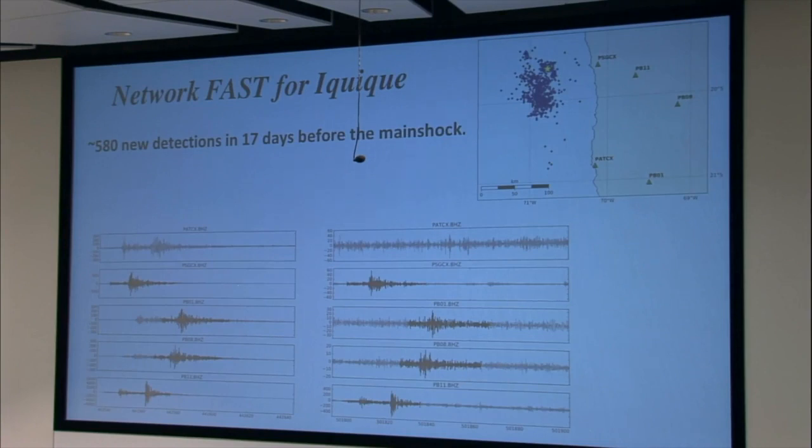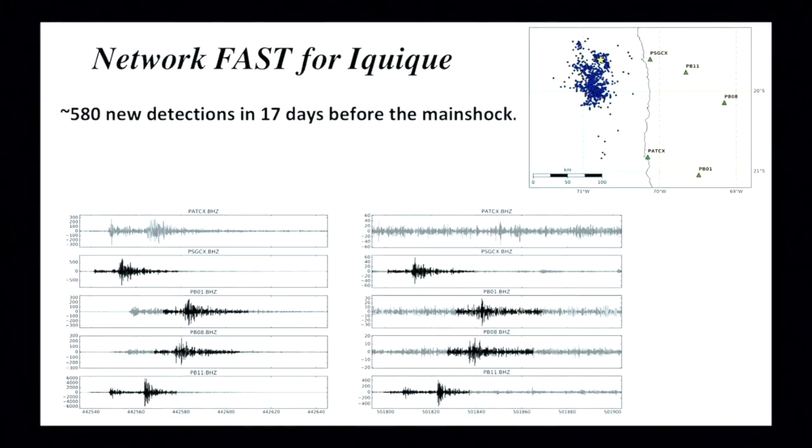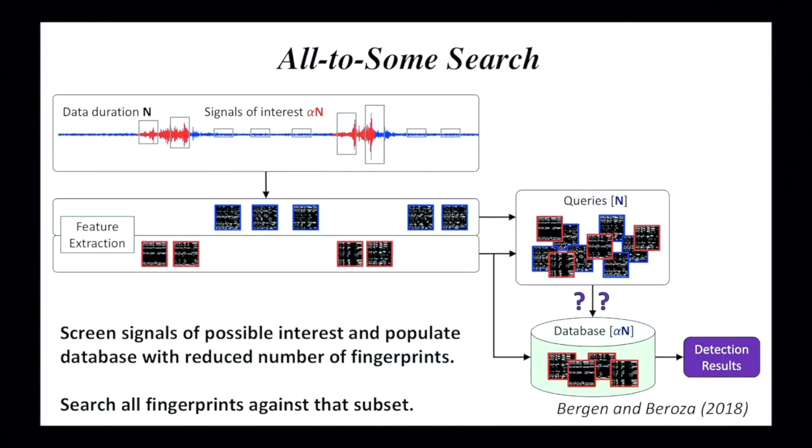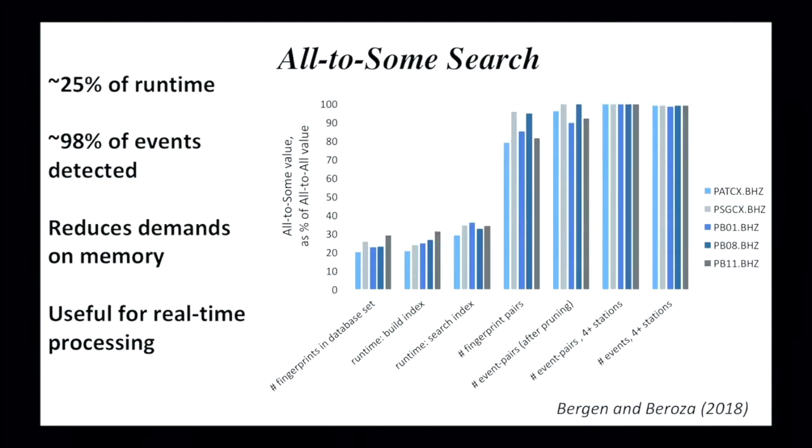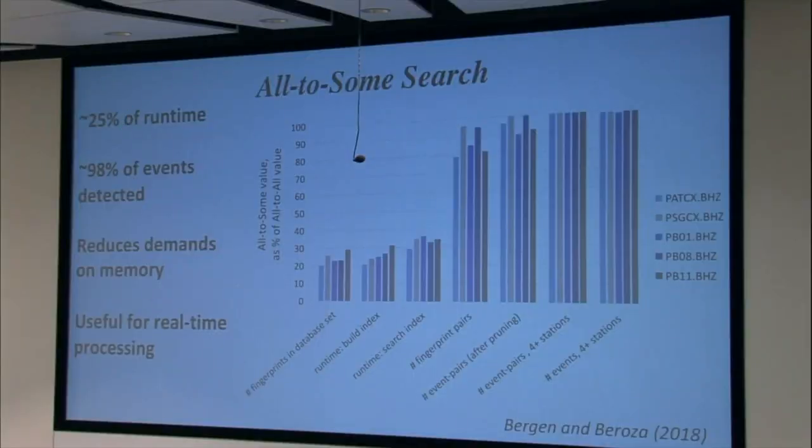Anyway, the Iquique earthquake happened off the coast of northern Chile, and it has been extensively studied using template matching, and we were able to detect 580 new unrecognized events in the 17 days before it struck. So I'm running out of time. It's possible to make this more efficient using all-to-some search. The idea here is you database a subset of the total data, and then you query against that with all of the data. And for the Iquique case, we were able to dramatically reduce the runtime and still get nearly all of the events.